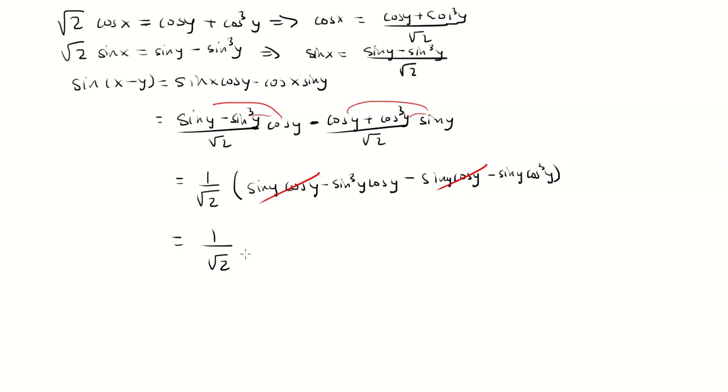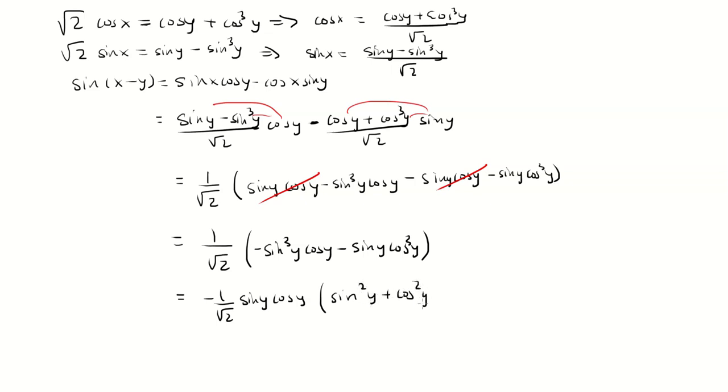We have 1 over root 2. And then we can factor out a negative, well, let's first simplify this. Negative sine cubed y cosine y minus sine y times cosine cubed y. We can factor out a negative sine y cosine y, and we get sine squared plus cosine squared. Obviously, this thing is equal to 1. So we have negative 1 over root 2 times sine y cosine y.